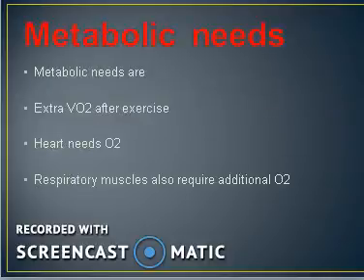Next section is metabolic needs. Metabolic needs are the extra VO2 consumed after exercise by organs, for example the heart and respiratory muscles. Of course the heart needs the oxygen so it can go into the blood, and then the blood can push the oxygen around the body to the working muscles. And the respiratory muscles, so lungs, also require additional oxygen so that you can constantly be breathing in and out.